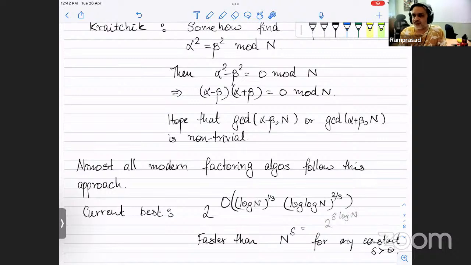So right now we were putting in so much effort to go from square root n to n to the 1/4 or something. But I'm just trying to point out that there are algorithms which are better than n to the 1/100 or n to the 1/1000, etc. Okay. And this is the current best algorithm, and this algorithm is called the number field sieve.